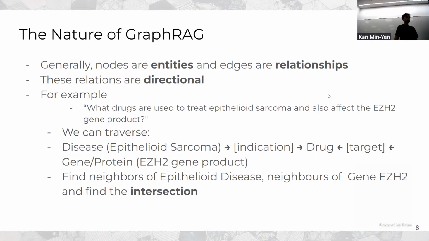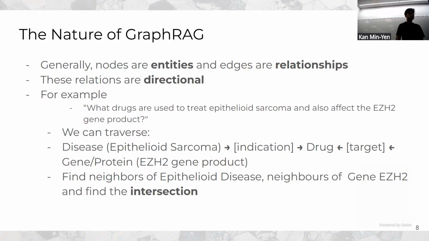So the nature of GraphRAG is that the nodes are the entities and the edges are the relationships. That's how we encode the information. So given any text, we would try to break it into entities and relationships. And these relations are also directional. The directional nature becomes useful in the kind of queries and tasks that we want to answer using GraphRAG.